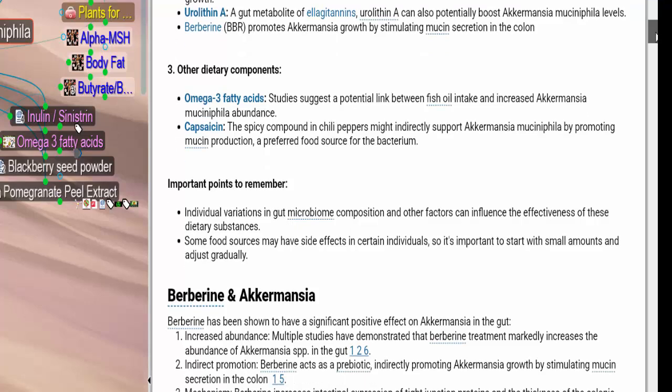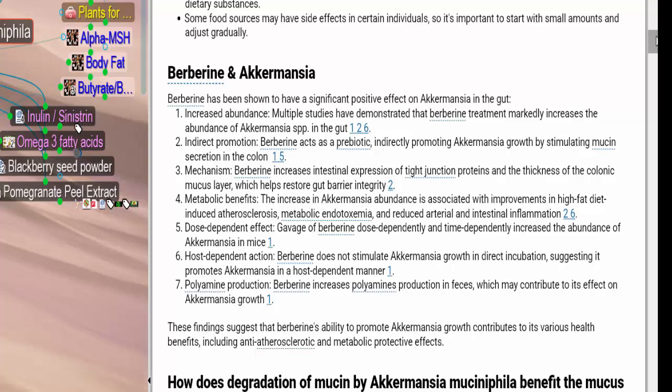Now let's take a closer look at berberine. Berberine has a significant positive effect on Akkermansia in the gut. You can get berberine as a supplement. Start with 500 milligrams a day. So we see an increased abundance of Akkermansia. There's indirect promotion. It acts as a prebiotic, indirectly promoting its growth by stimulating mucin secretion. Its mechanism: berberine increases intestinal expression of tight junction proteins and the thickness of the colonic mucus layer. That helps restore gut barrier integrity.